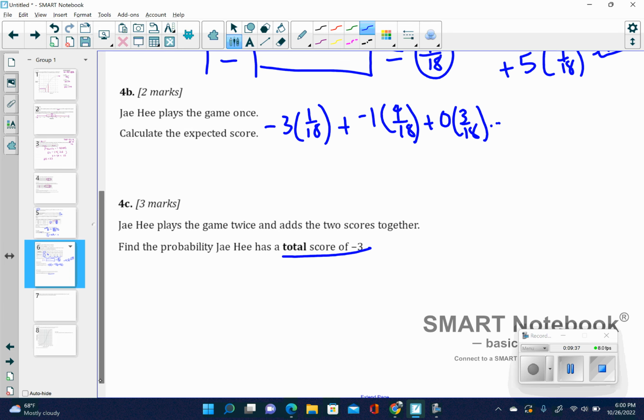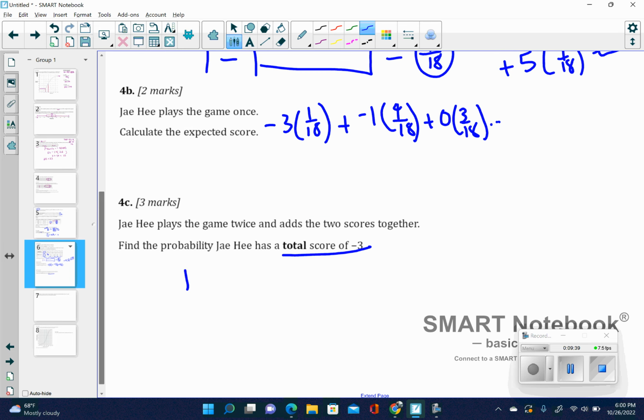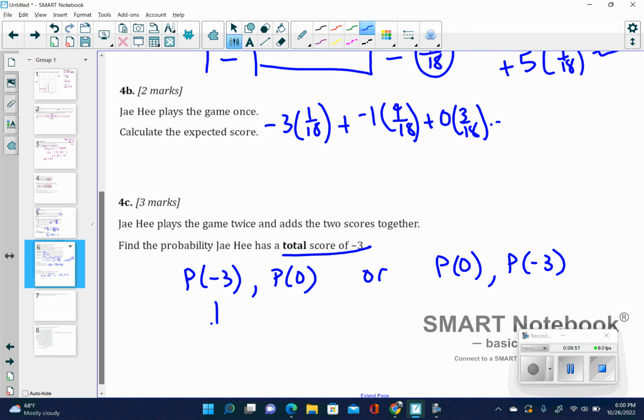So the 2 things you could have had are the probability of getting a -3 on the first one and then getting a 0, or a 0 first and then getting a -3. Those are the two situations. So what is his chance of getting a -3? That is 1 over 18.